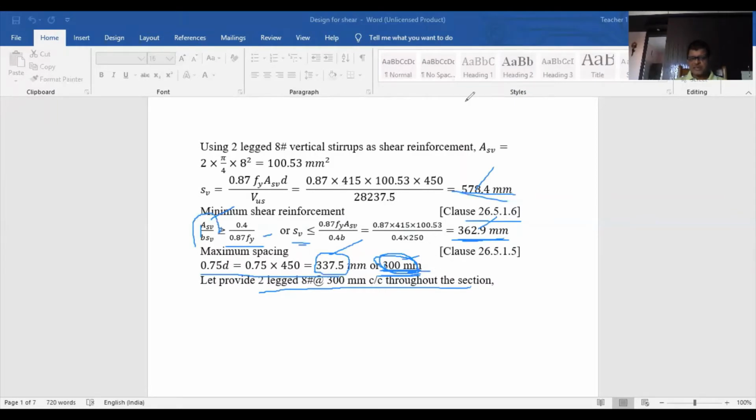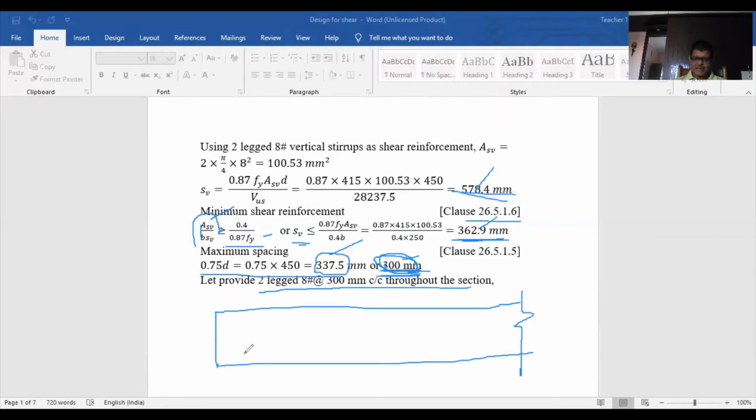Now how to draw this? The span is not given. If the span is given, you can draw the drawings of this. That means if you take the longitudinal section, let me draw the longitudinal section of this beam. I am drawing it continuous, the other side will go this way, and this is the main reinforcement here. Now there will be a minimum of 2 bars on the top to keep the reinforcement in position. These are called the holding bars.